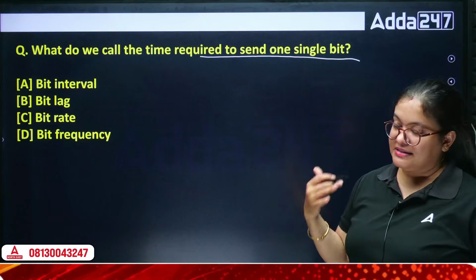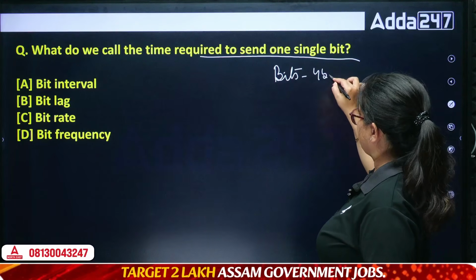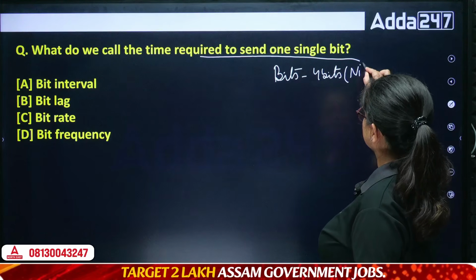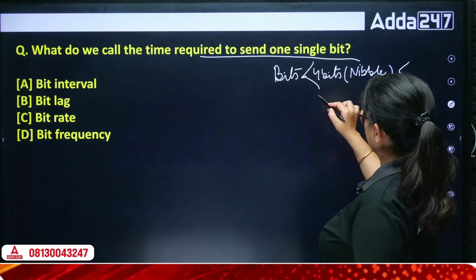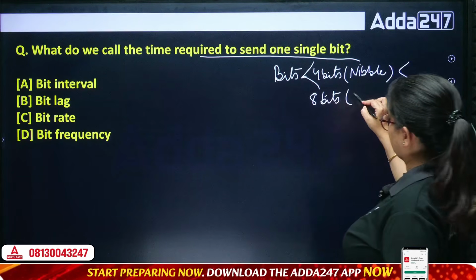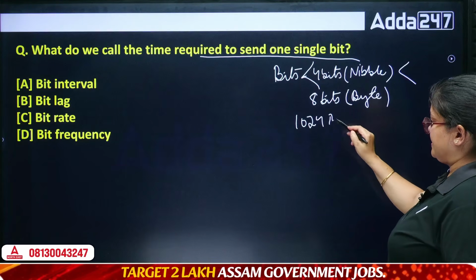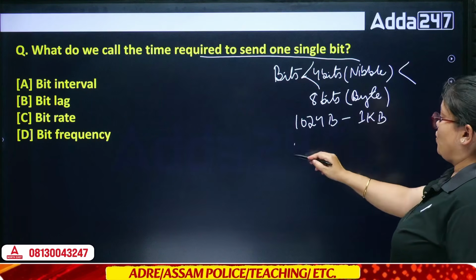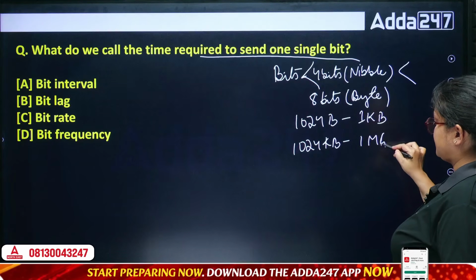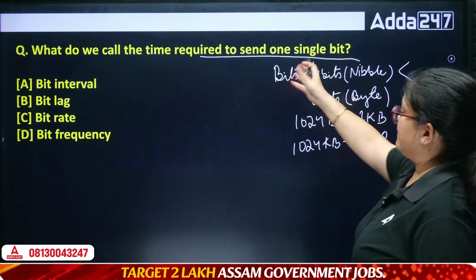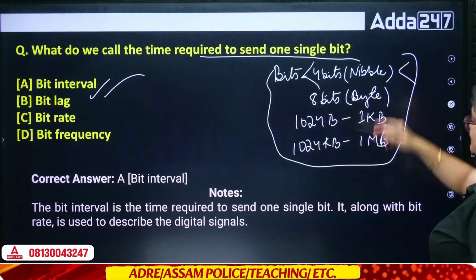Next question, what do we call the time required to send one single bit? Whenever I am sending bits, the smallest is the bit, right? 4 bits combined make 1 nibble, then whenever 8 bits are combined, it is also known as a byte, 1 byte. And the list goes on. 1024 bytes is equal to 1 KB, 1024 KB is equal to 1 MB. The whole list continues, and after that GB will come. So whenever we say a single bit, it is also known as bit interval. Okay, remember this list too, it also comes in the exam.